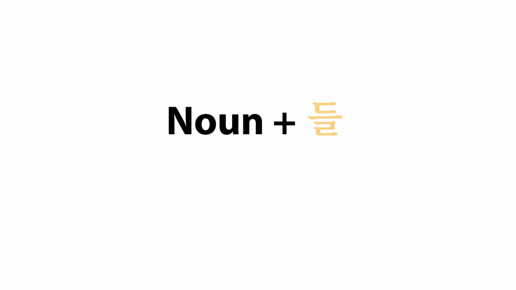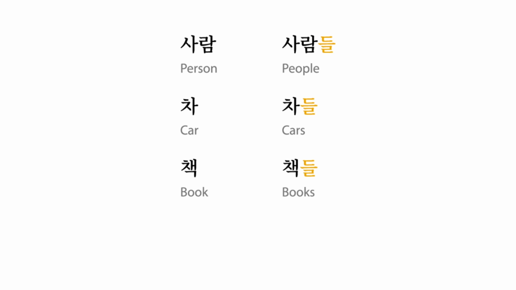Plural. To make a noun plural, simply add 들 after the noun. For example, 사람, 사람들, 차, 차들, 책, 책들, 새, 새들.